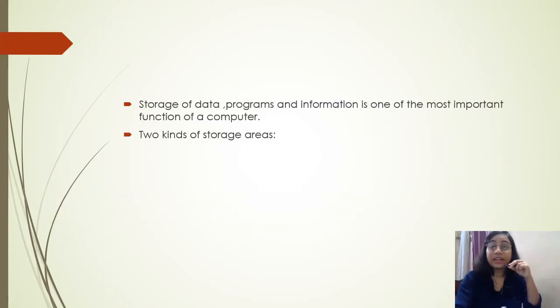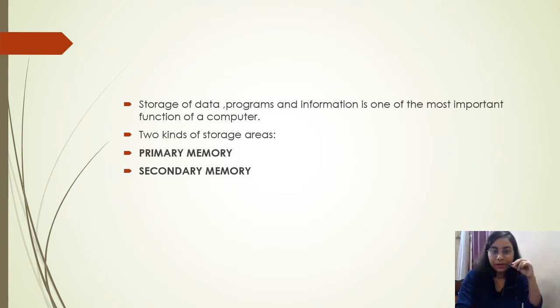A computer has a very large memory, and storage of data, programs, and information is one of the most important functions of a computer. There are mainly two kinds of storage areas. They are primary memory and secondary memory. Now we shall discuss primary memory and secondary memory in detail.